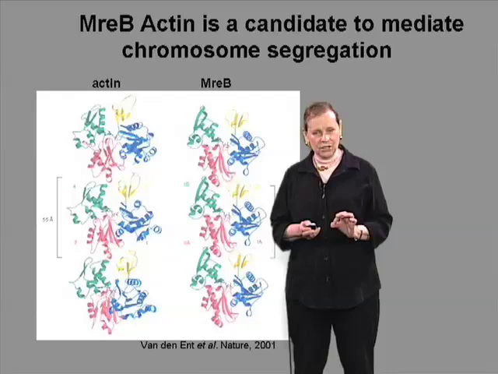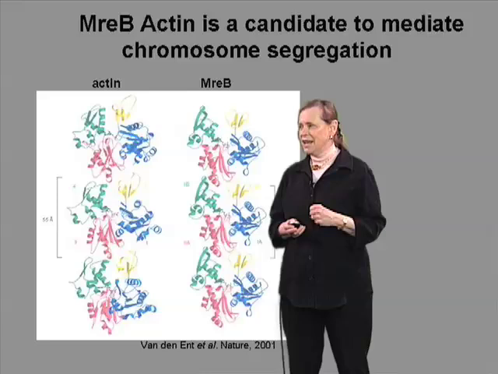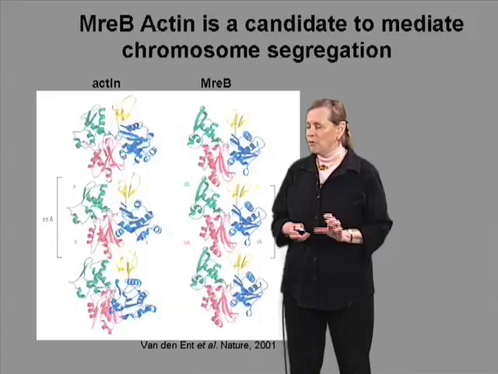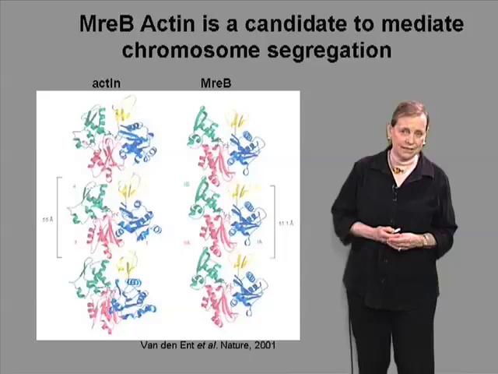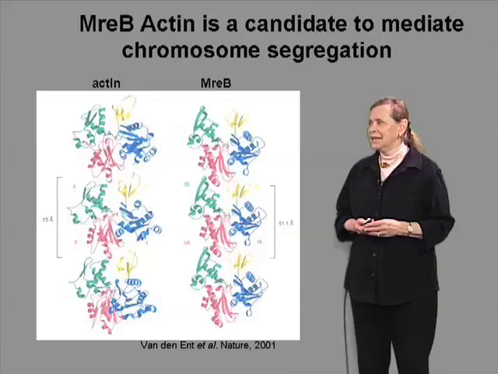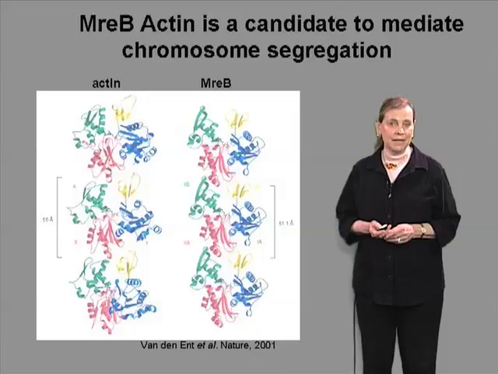Bacterial cells have proteins that control movement. They have localization of complexes at different places in the cell. And one of the candidates for helping this happen is an actin-like protein. Now, actin has been well known for many, many years in eukaryotic cells, being involved in cytoskeletal functions and movement. Bacterial cells have an actin homolog, and that's called MreB.